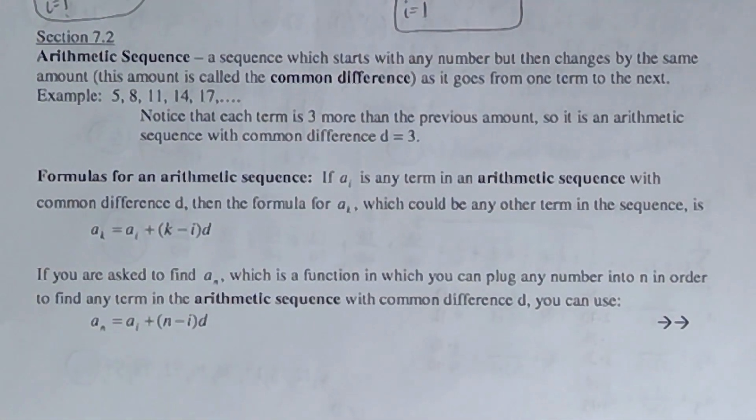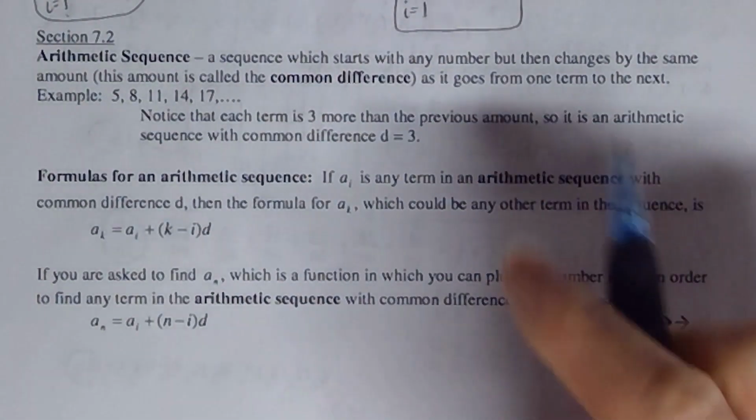Continuing on with Chapter 7, continuing on with talking about sequences. And we have a special kind of sequence here in this section, and then we'll have another special kind in the next section, 7.3 as well. In this section, we're going to be looking at arithmetic sequences. Arithmetic sequences, let's read the definition here.